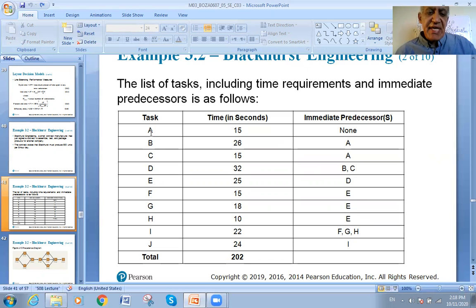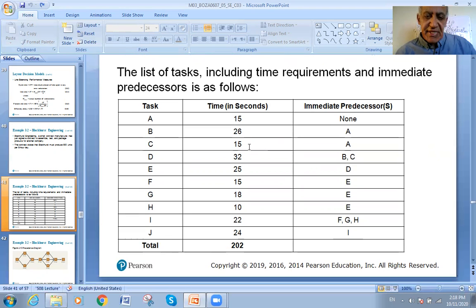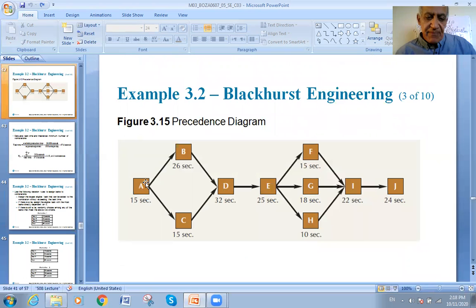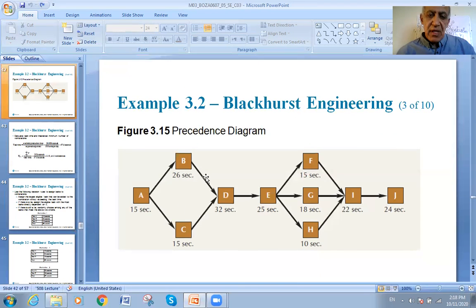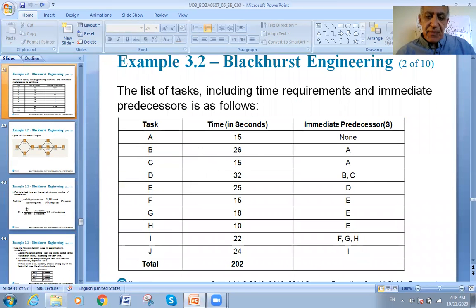Okay. Task A, this is the start. The time of task A is 15 seconds. Let's see here. This is task A. We put it in a square like this, task A, and we put down the 15 seconds. Okay, let's go for task B. Task B is 26 seconds. Look at this. Task B is 26 seconds.